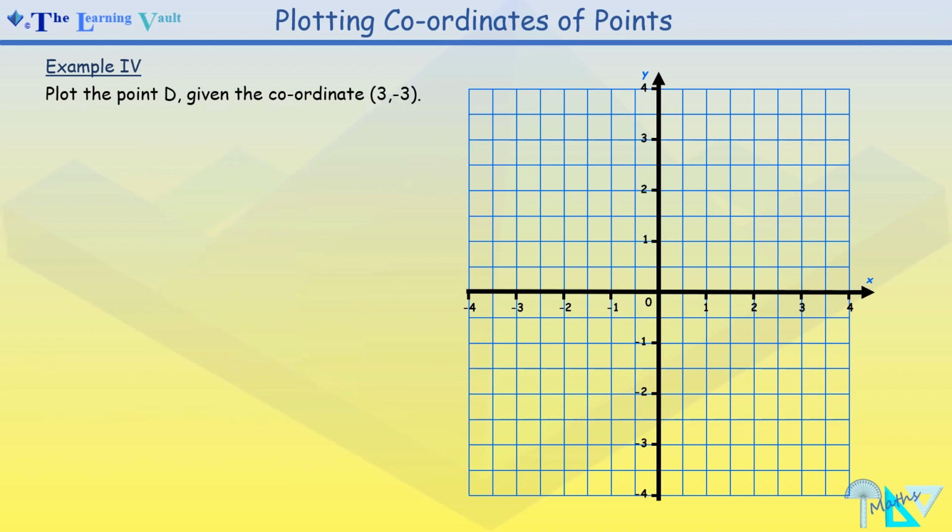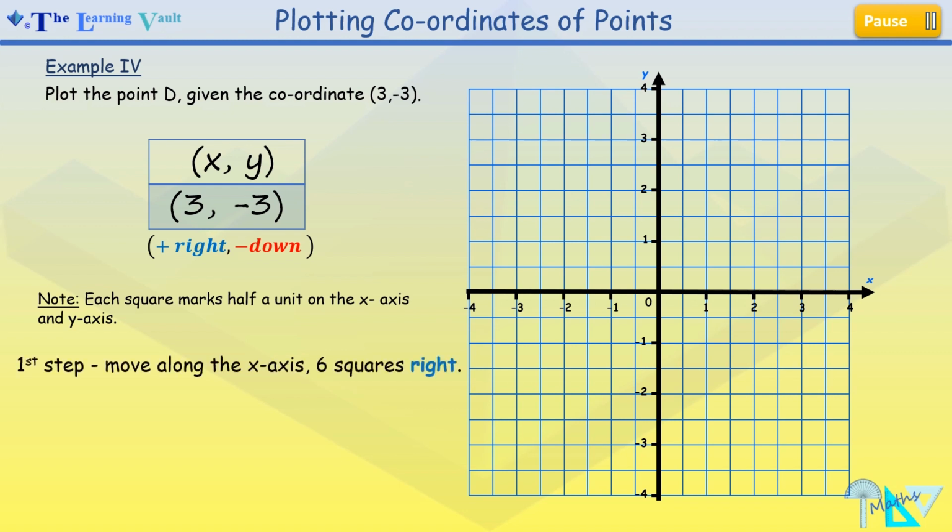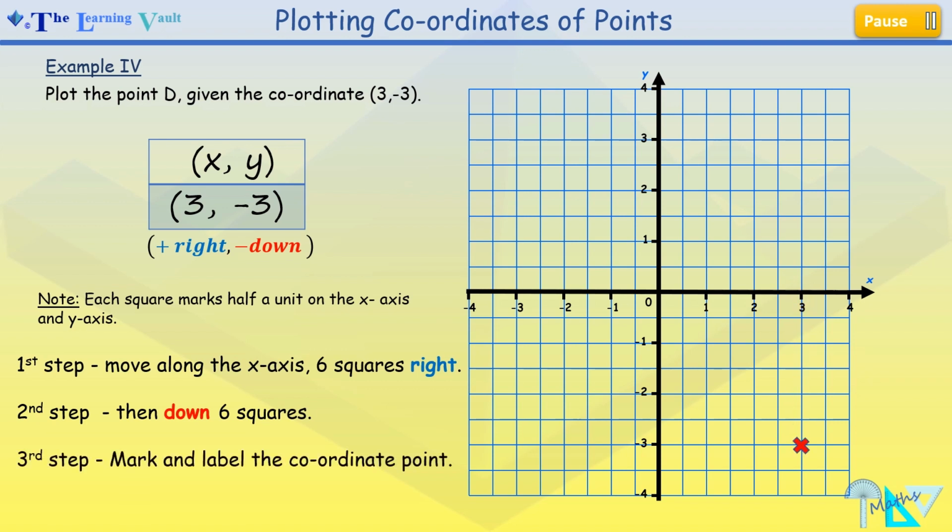Example 4. Plot point D, given the coordinates 3 and -3. You can pause and have a go. Note, each square marks half a unit on the x and y axis. So our first step is to move along the x-axis 6 squares to the right. Second step is to move down 6 squares. We now mark and label the coordinate point.